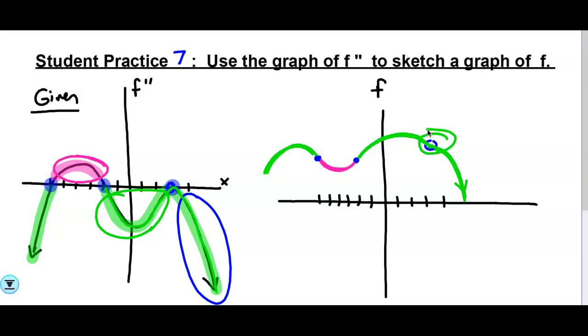But in this case, this is an example of one that would not be a point of inflection. These two are, because the concavity actually changes. And you can see that on this graph over here because it actually crosses the x-axis. But here, since that one does not cross the x-axis, that is not a point of inflection.